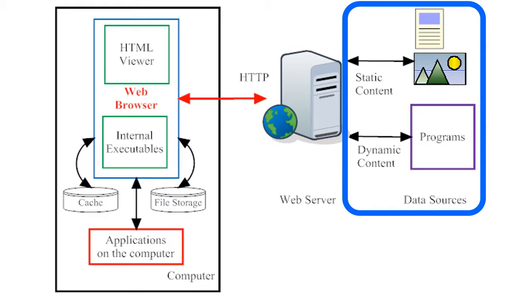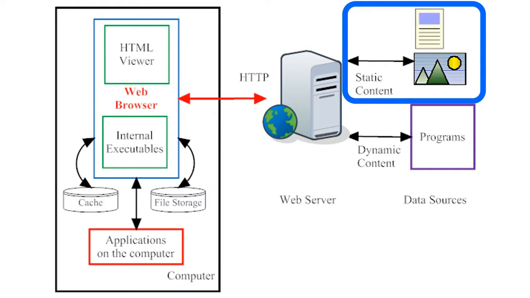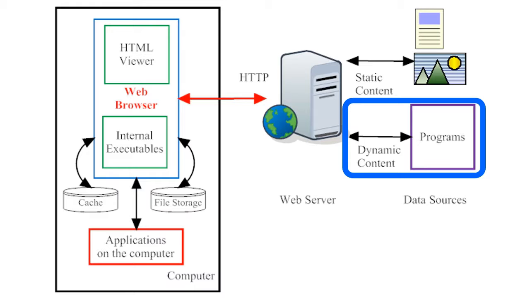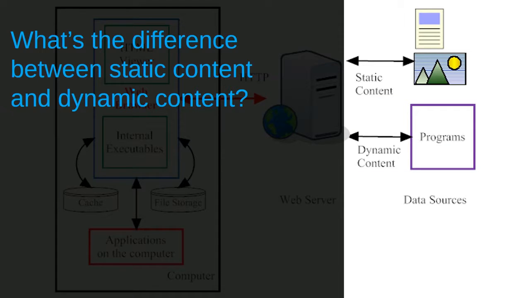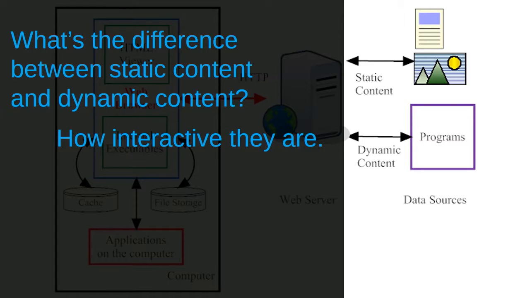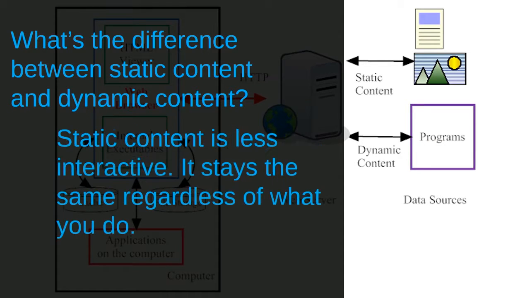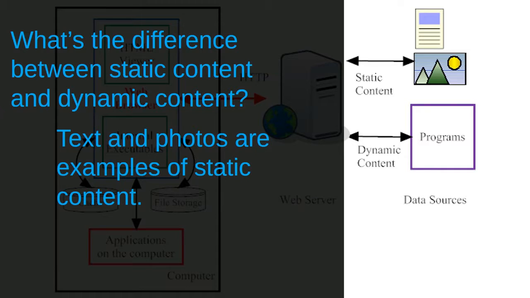The web server contains web pages, and web pages contain two different kinds of content: static content and dynamic content. What's the difference between static content and dynamic content? The main difference between the two is how interactive they are. Static content is less interactive. It stays the same every time you access it, regardless of what you do with it. Text and photos are examples of static content. Text and photos are often meant to stay the same for every user who accesses them.